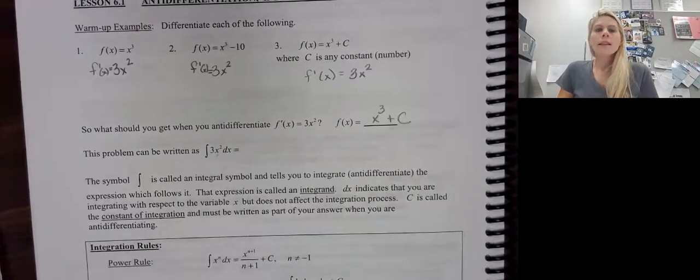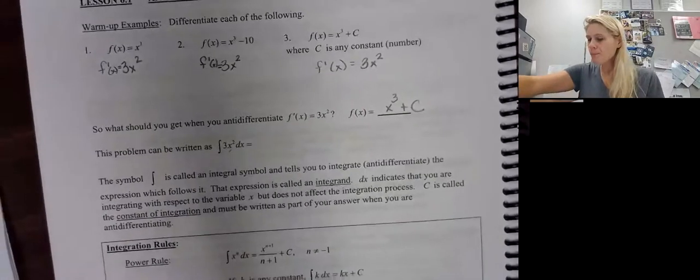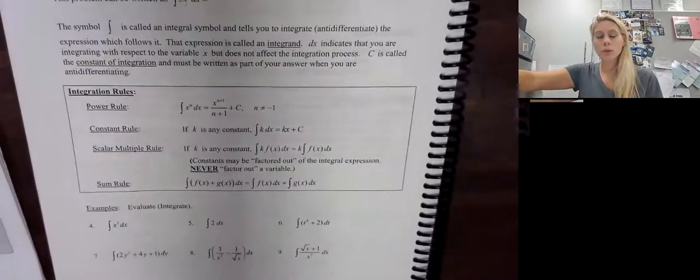Okay. C is called the constant of integration and must be written as a part of your answer when you are anti-differentiating, okay? Especially now when we have no boundaries, because we don't know if there's a constant there or not. So let's go over some of these rules here.